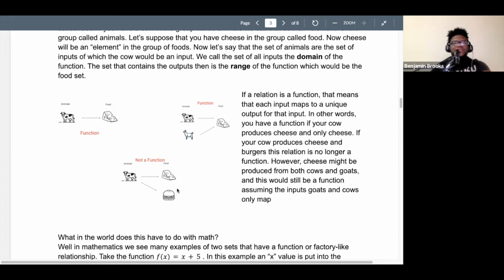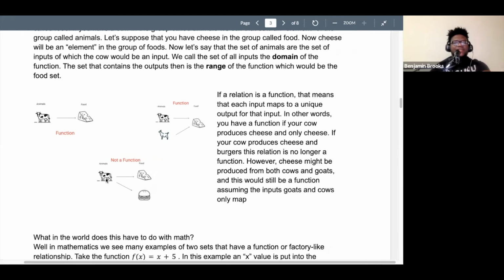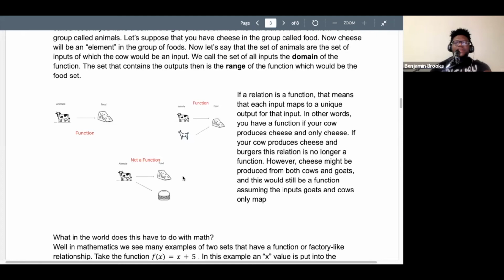Now, this right here is not a function, because in this situation the animal is cow, and when cow goes in, sometimes cheese comes out and sometimes cheeseburgers come out. This is an example of something that's not a function.